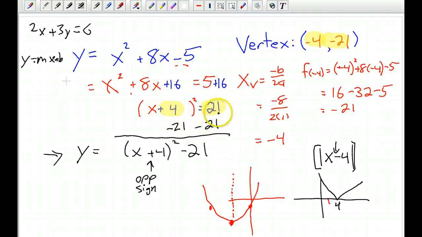And then we're going to stop, move the number back over, and that's called vertex form. So that's really what we're going to be practicing today. It's just doing vertex form.